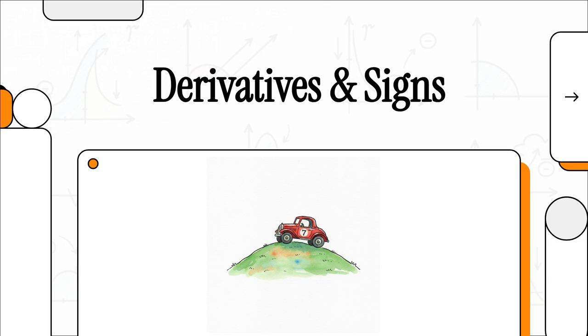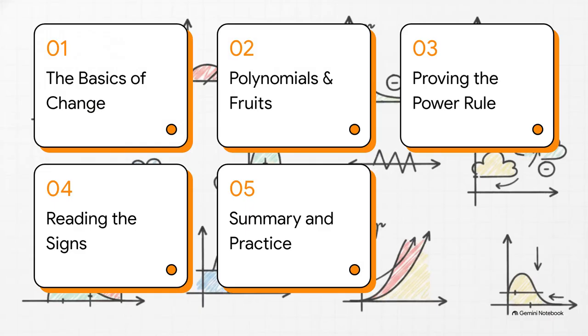We're going to start off by looking at the world like a 4-year-old might, and by the end, you'll be confidently differentiating complex polynomials and mapping out their exact shapes with rigorous mathematical proofs. Here's how we'll build this floor by floor. We'll cover the basics of change, then polynomials and fruit baskets, followed by proving the power rule, reading the signs, and we'll wrap up with a summary and some practice.